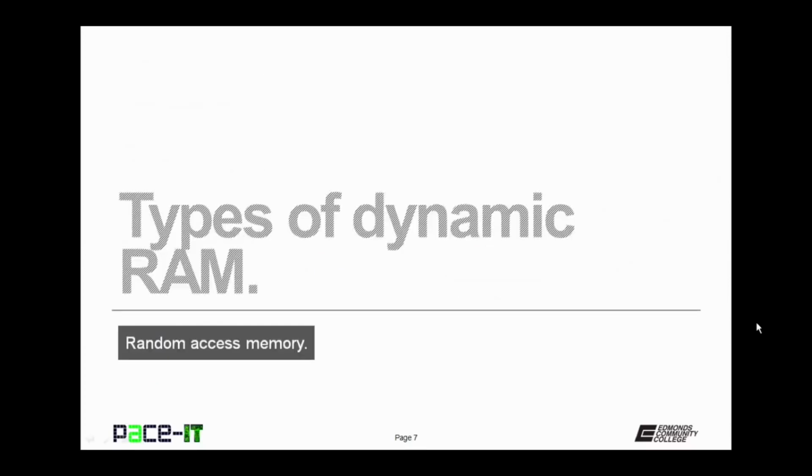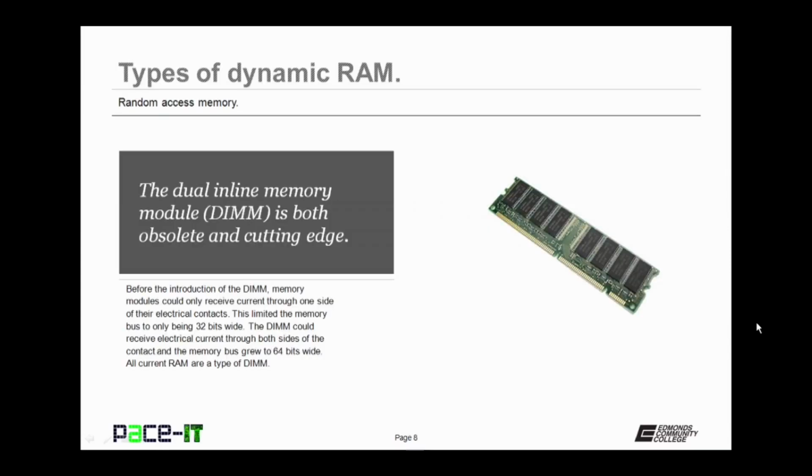Now let's talk about types of dynamic RAM. And we begin with the dual inline memory module, the DIMM. Now the DIMM is both obsolete and cutting edge. Before the introduction of the DIMM, memory modules could only receive current through one side of their electrical contacts. This limited the memory bus to only being 32 bits wide. The DIMM could receive electrical current through both sides of the electrical contact, and the memory bus grew to 64 bits wide. All current RAM are types of DIMM.